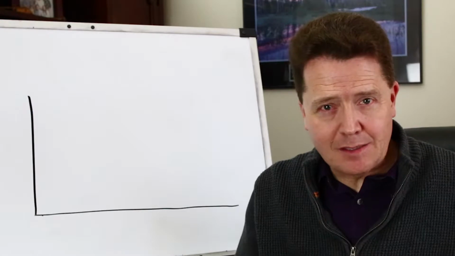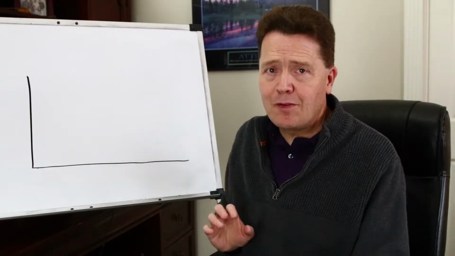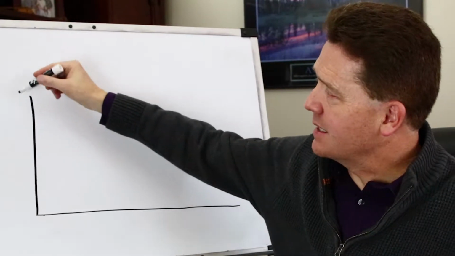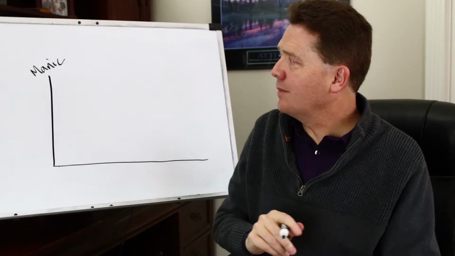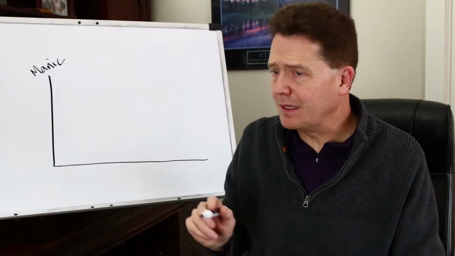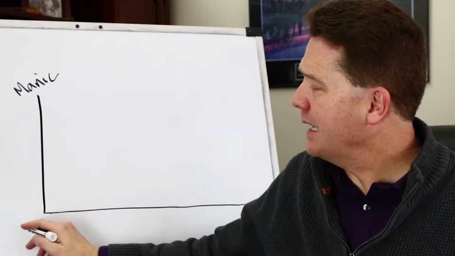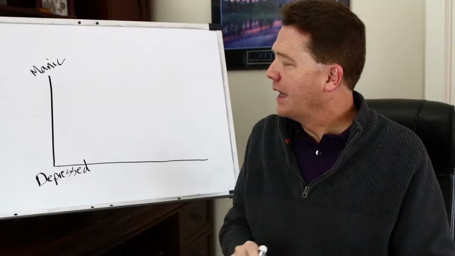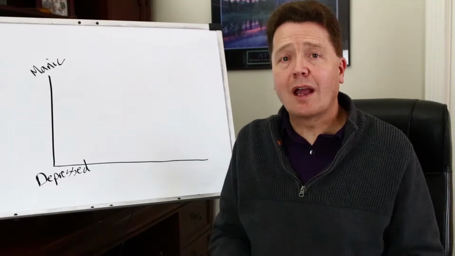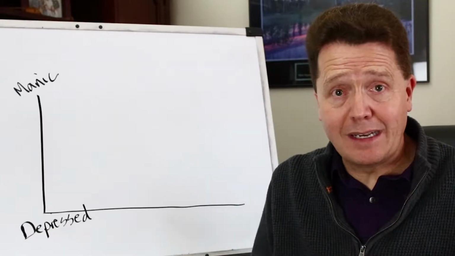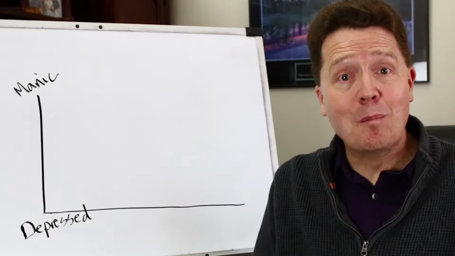So on this graph, we will put at the top of this axis, manic. Some of you have heard that word. I'll describe a little bit more about what it means here in just a minute. Down here at the bottom, we will put depressed. And those are both words that describe mood. I'm not talking about a particular disorder right now. I'm talking simply about mood.